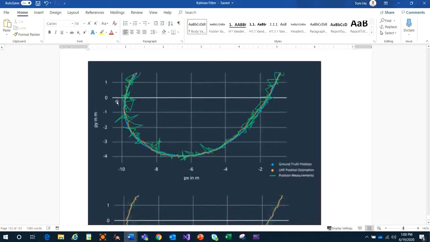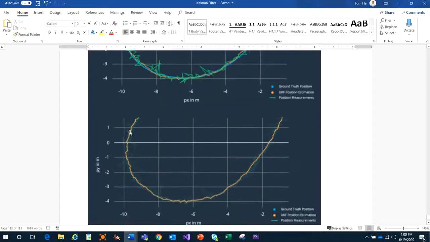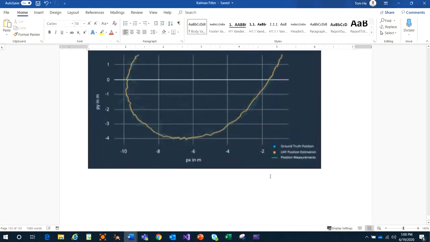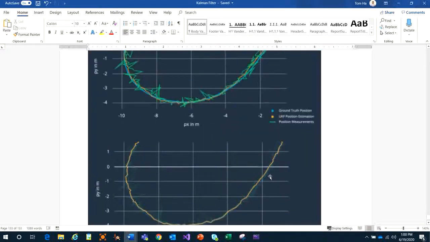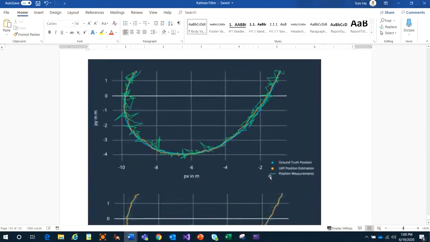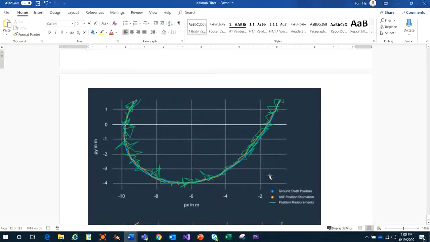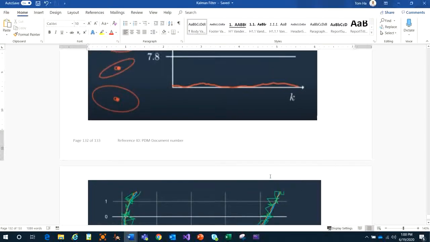Right here, in the picture, we see the result. The red one is the position measurement from the lidar and radar. And the yellow one is the UKF position estimation. We estimate the UKF position when the object goes around the curve right here. So that's all for the Unscented Kalman Filter.